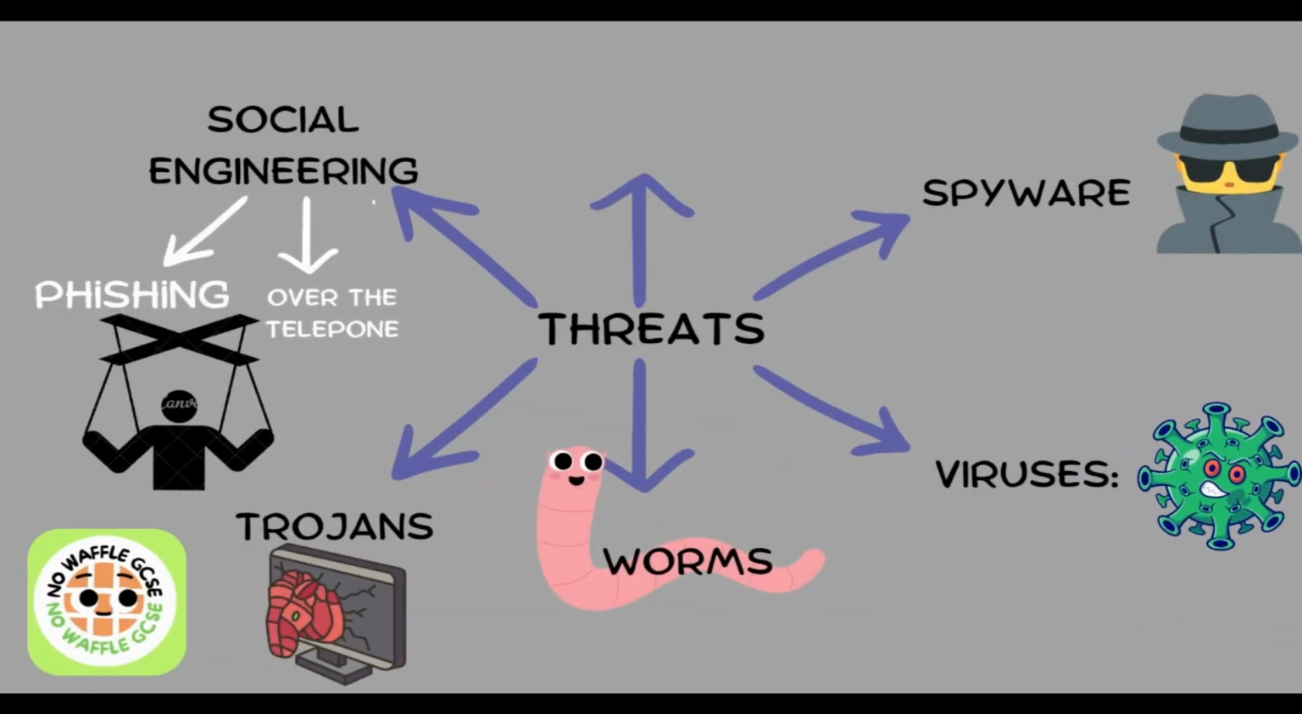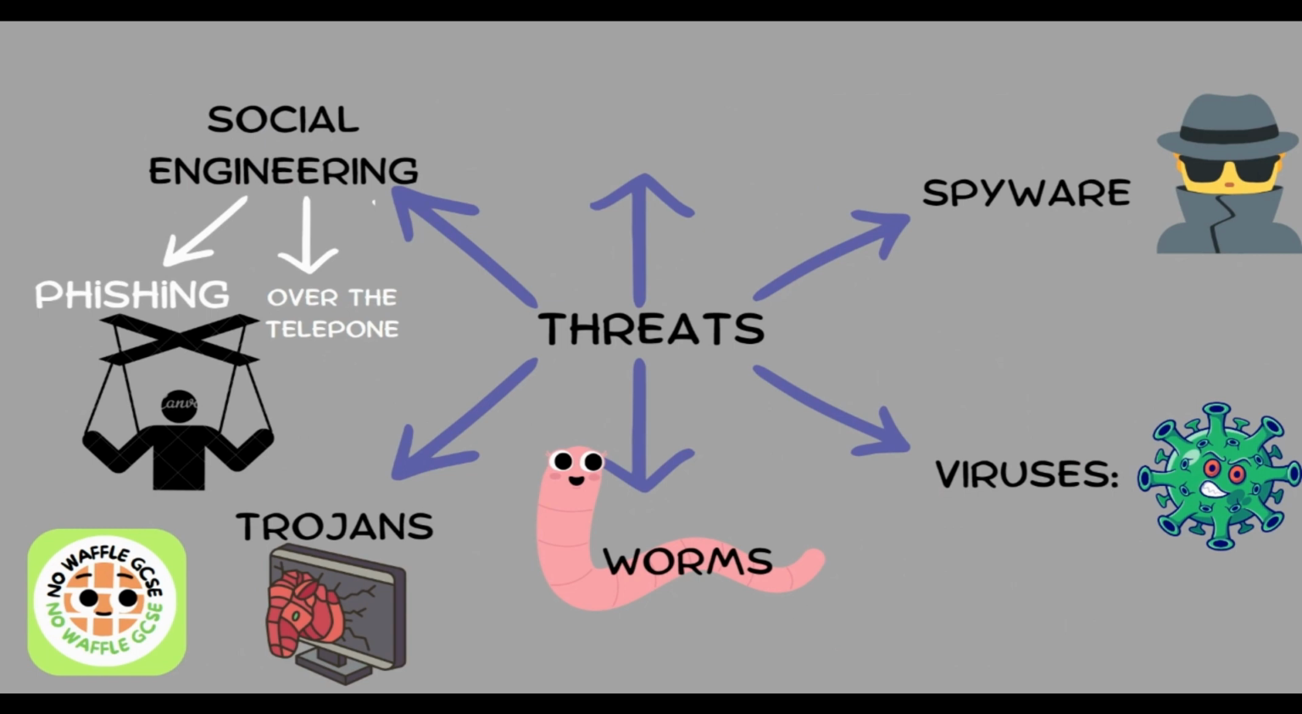Then we have social engineering. Now, social engineering breaks down into 2 points: phishing and over the telephone. So, firstly, social engineering is just a way of gaining sensitive information or illegal access to networks by influencing people, usually the employees of large companies.